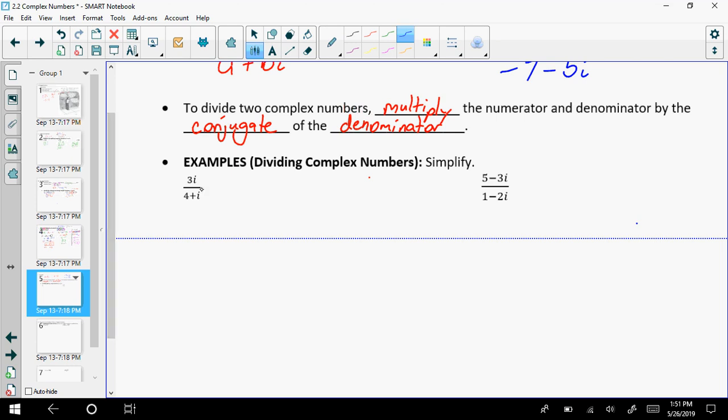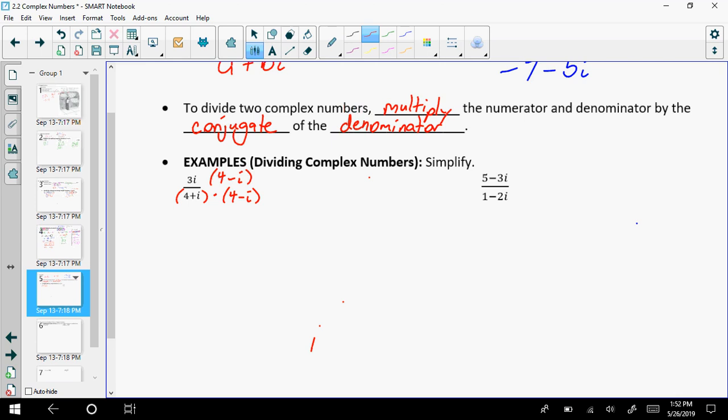So this first guy here, I notice in the denominator I have 4 plus i. So what I'm going to do is multiply that by its conjugate, which would be 4 minus i. Now if I multiply that to the denominator, to keep things balanced, I also have to multiply it to the numerator. And in just a moment, you'll see why this works. So I'm going to have to distribute up top. So 3i times 4, and 3i times a negative 1i would be negative 3i squared.